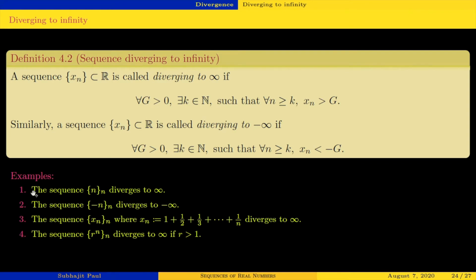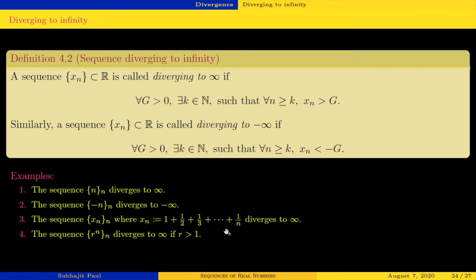The sequence of natural numbers n diverges to infinity, definitely. This is the sequence of positive integers, and this is the sequence of negative integers, which diverges to minus infinity. This sequence x_n, where x_n is 1 plus 1/2 plus 1/3 plus up to 1/n, is the sequence of harmonic means. This sequence diverges to infinity.